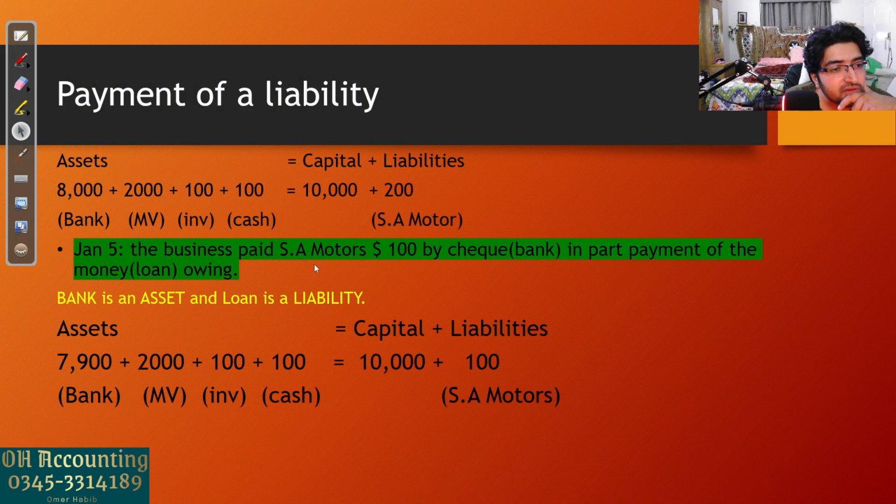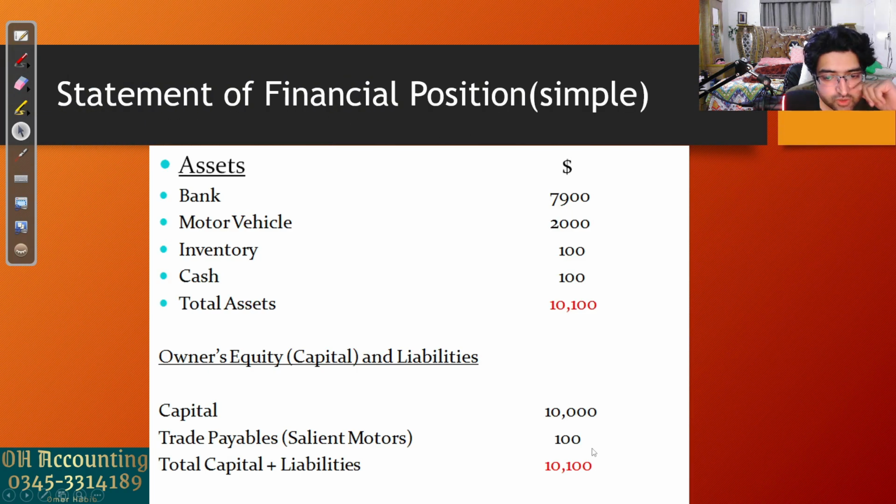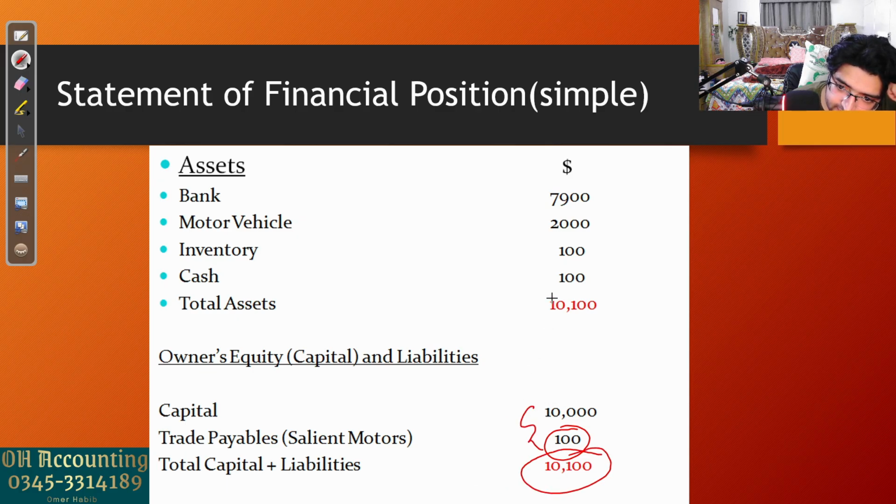So liabilities are worth 100 only. So I have moved that here. Trade payables, these are those people who supply goods to us on credit and we have to pay them back later. So SA Motors 100. So total of capital and liabilities is 10,100, and total of assets is also 10,100. So we have proved the accounting equation.